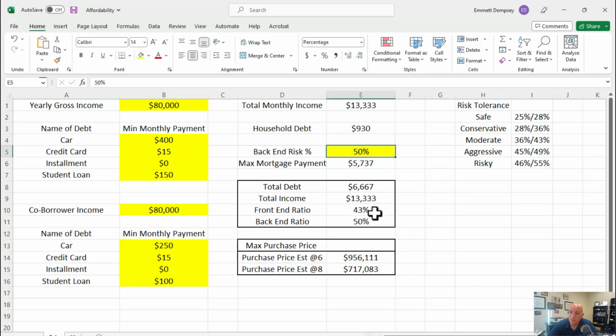So on this one, $4,350. If you lower this to, say, 43, I don't want to go above that. I want to be very conservative at 28%. So you bought for $350,000. This spreadsheet will give you the ability to really know how much home you can afford.